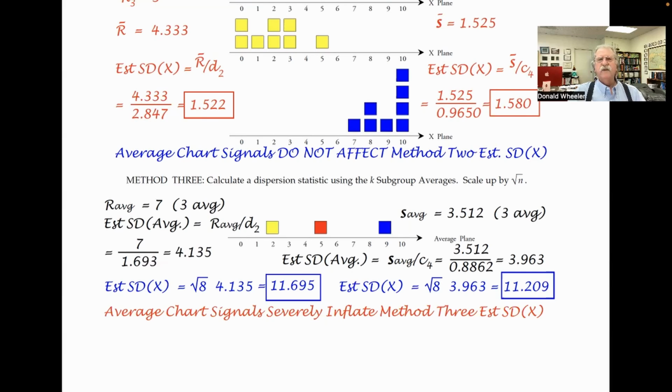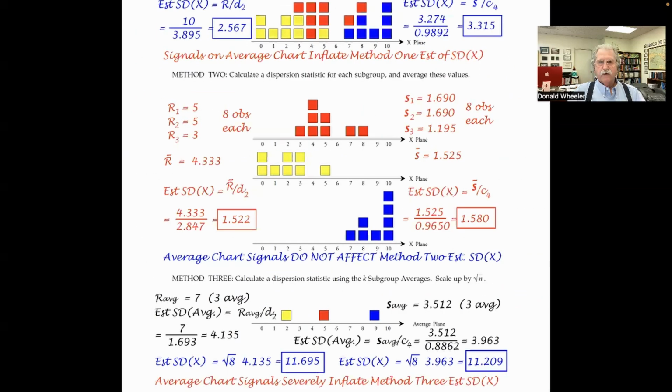So now we have estimated the same parameter 6 ways, and we have a 2.6, a 3.3, a 1.5, a 1.6, an 11.7, and 11.2. People argue about whether to use the range or the standard deviation statistic, but that's not what matters. What matters is which method are you going to use. We didn't have to teach people all of this when people were doing it by hand because the easy method was the correct method.